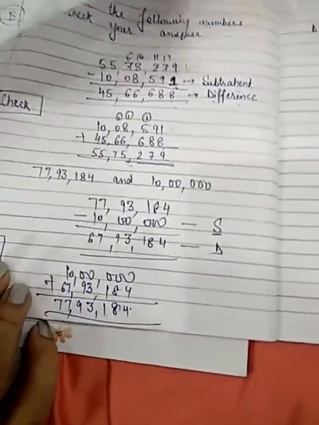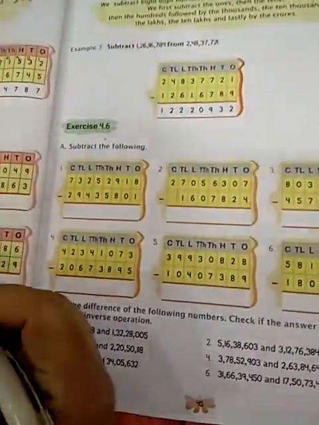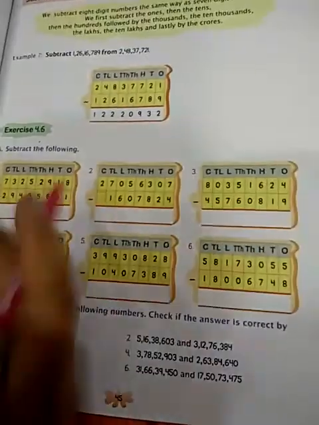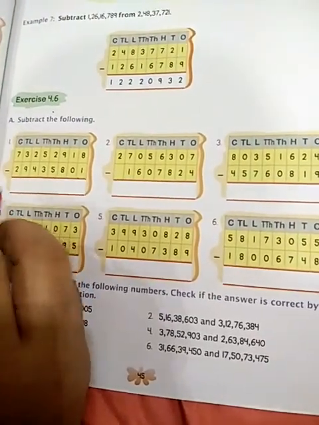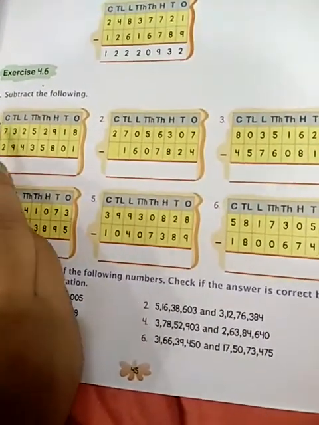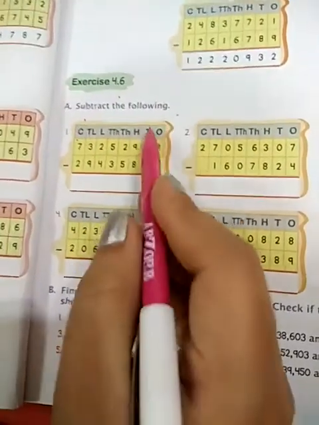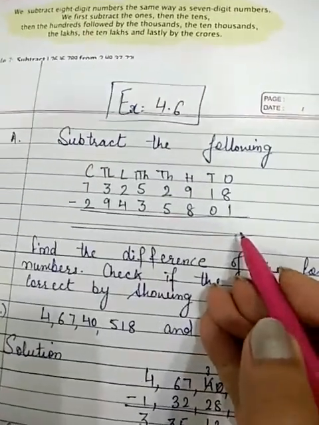So you will do now 4.4 exercise, 4.5 exercise yourself. Clear everyone? Let's start exercise 4.6. Both the exercises are interrelated and almost same. Only in exercise 4.5 we have done till 10 lakhs and here we will do one more digit, that is crore. So in first subtract the following. You have to subtract these numbers. I have copied down in my notebook. So here you have to do subtraction.